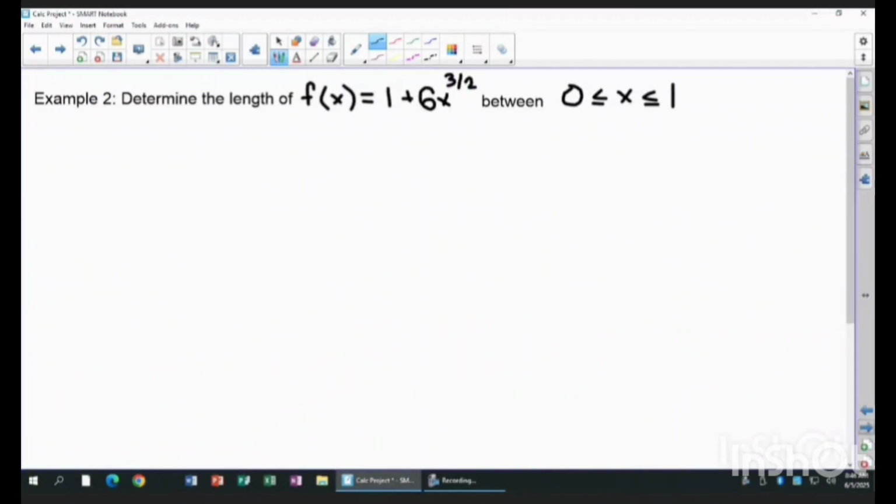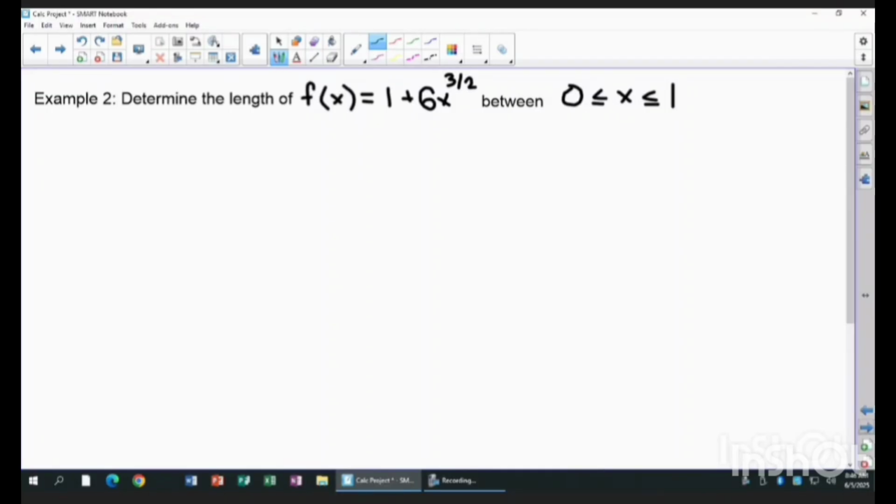Here's another question. Example 2. Determine the length of f(x) = 1 + 6x^(3/2) between 0 ≤ x ≤ 1. Pause the video and try to solve it on your own, and then I will solve it with you.